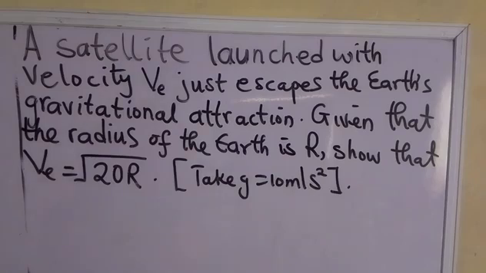A satellite launched with velocity v subscript e just escapes the Earth's gravitational attraction. Given that the radius of the Earth is R, show that v equals the square root of 20R, and we are advised to take the value of g as 10 meters per second squared. Now, this is under Newton's law of gravitation. It's easy to solve this. Now let's go and see how we do it together.